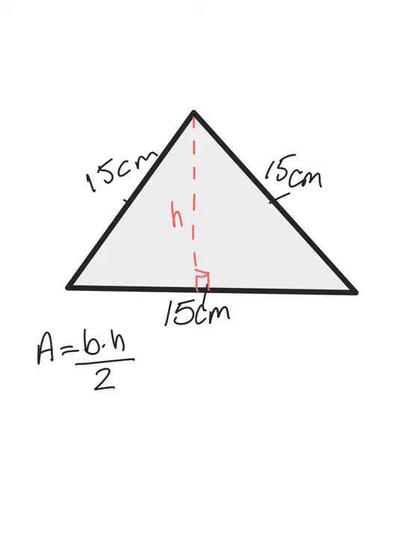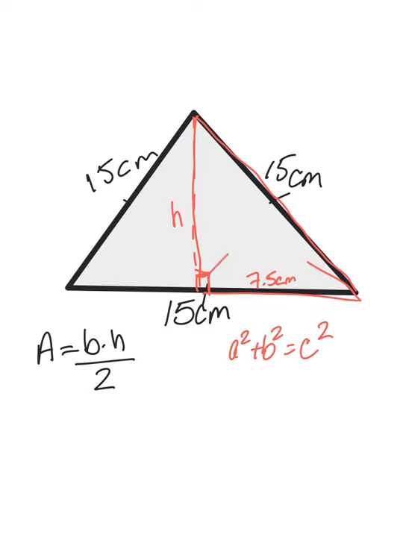And it's perpendicular to the base, and it's a bisector, so it cuts that base in half. So half of 15 is 7.5 centimeters. And now I've got my right triangle where I can use the Pythagorean theorem to solve it. So Pythagorean theorem, a squared plus b squared equals c squared.